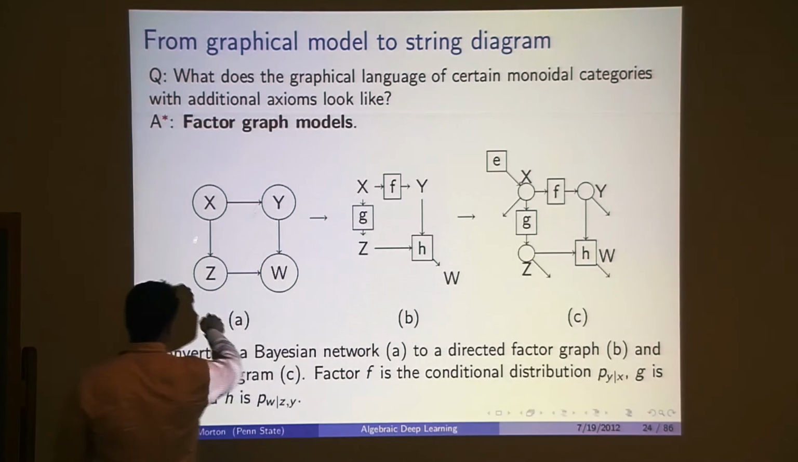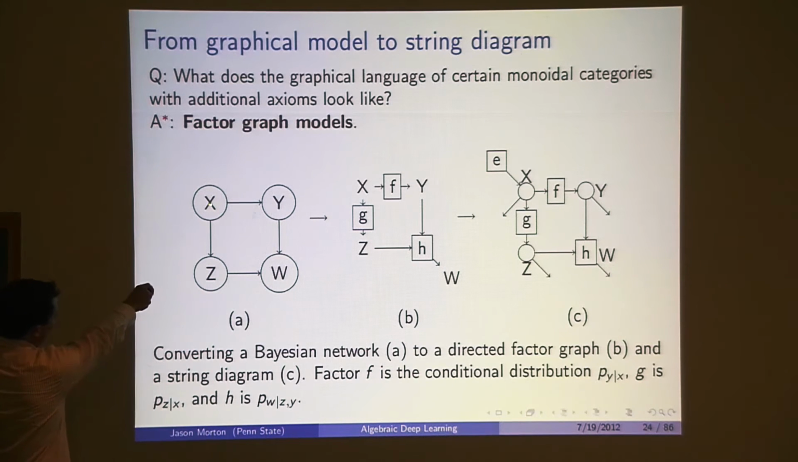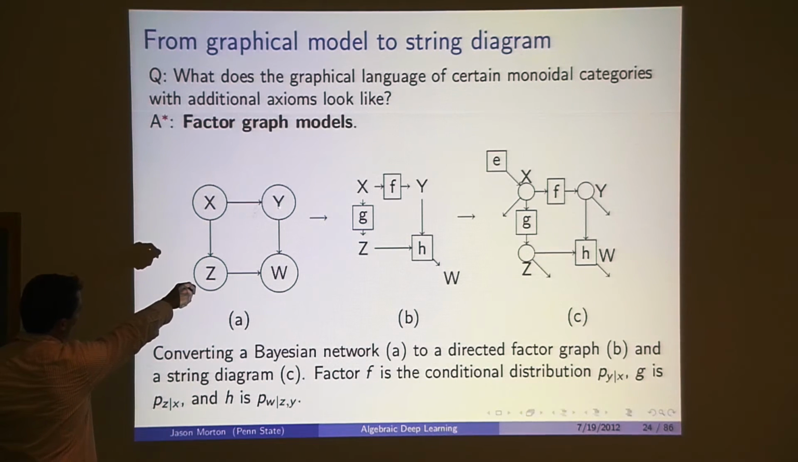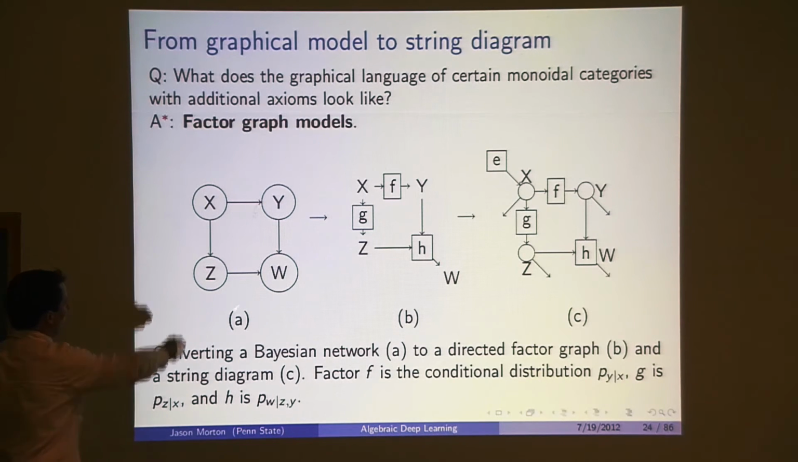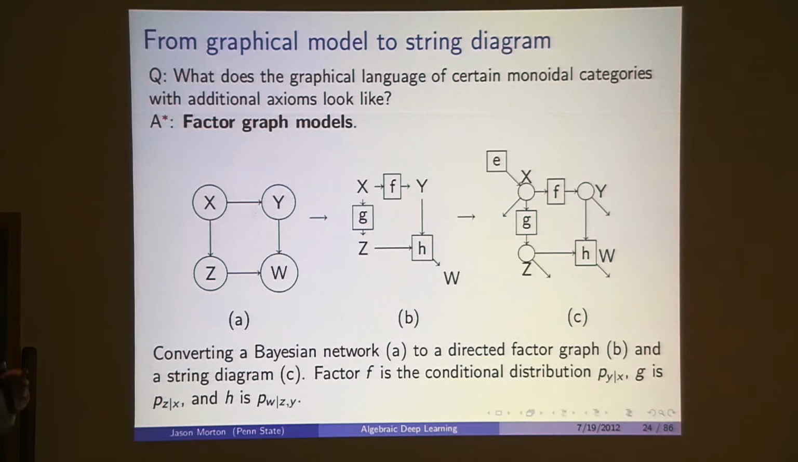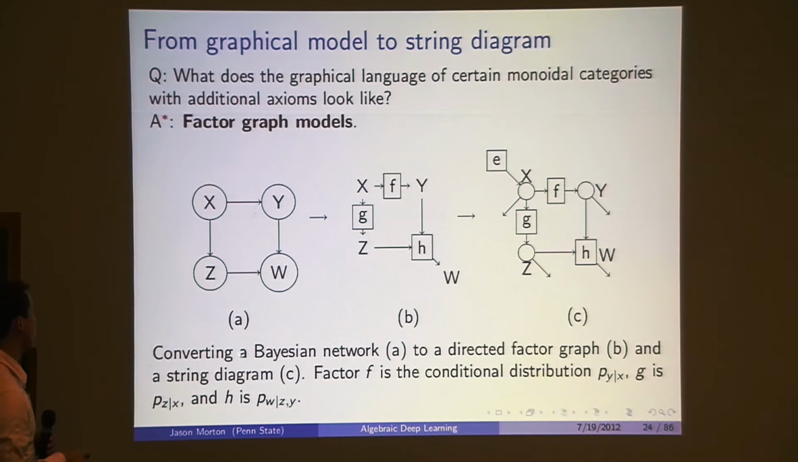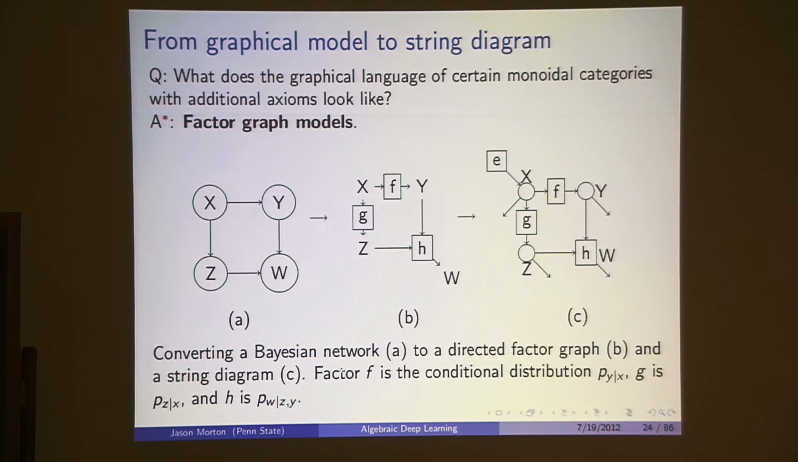OK, so here's a Bayesian network. There's an x, there's an arrow to y, an arrow from y to w, an arrow from x to z, and an arrow from z to w. So there's a notion of factor graph. It's easiest to think about for undirected graphical models. I just take all the cliques, and those are the factors. For the Bayesian network, it's a little bit more complicated. I think the first time this was written down was by Brendan Frey in 2003, in a UAI paper.